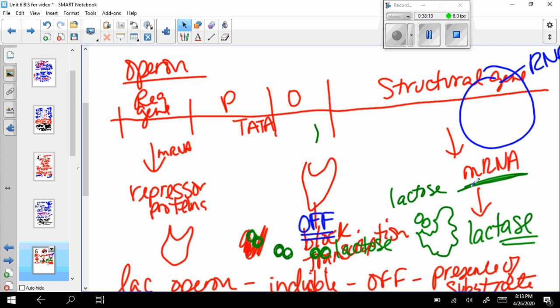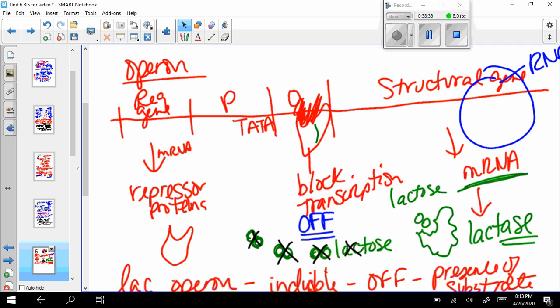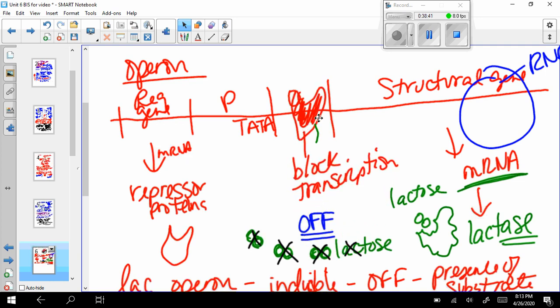Now, as I make lactase, I will break down the lactose, and when there's no more lactose available, so I'll take my black pen here, I'm going to cross them out. I have now broken down all the lactose. When it has all been broken down, now this red repressor protein is going to go back and block the operator again. And when it blocks it, it's blocking transcription and it's back off.